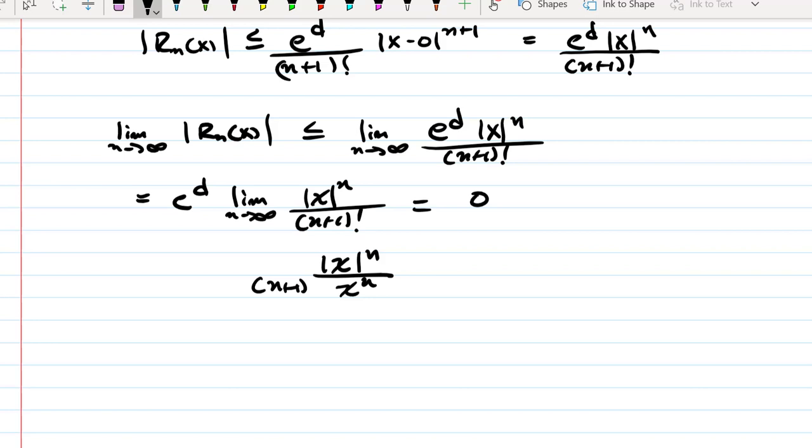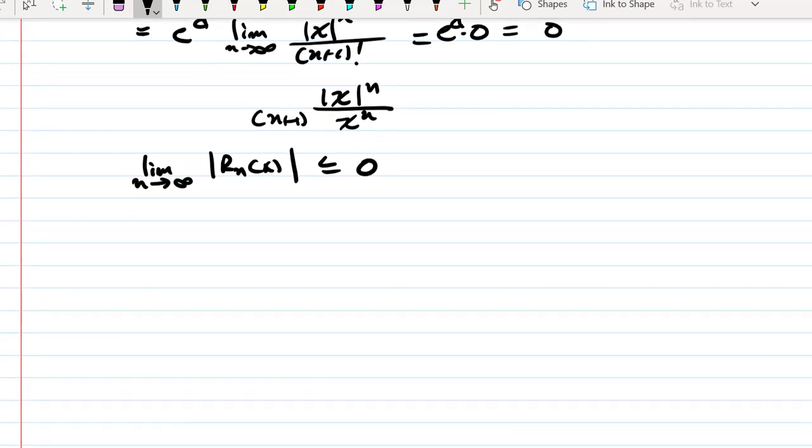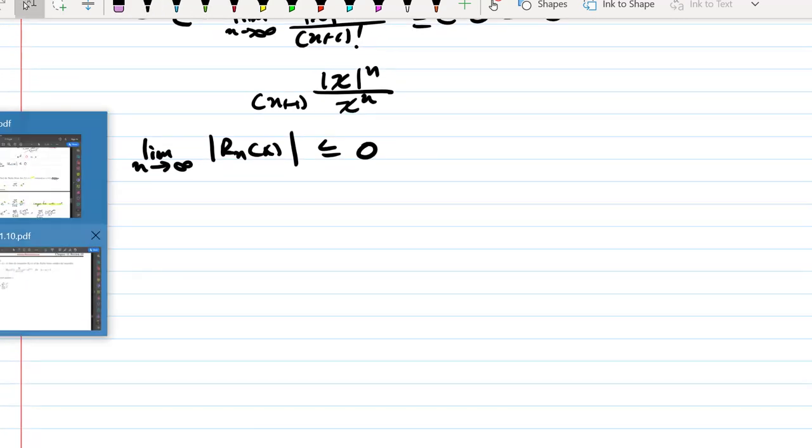So if that limit is 0, that's e to the d times 0, which is 0. So that means the remainder of that series goes to 0 as n goes to infinity, which means the error goes to 0, which means the series converges to what we wish it to converge to, which is e to the x.